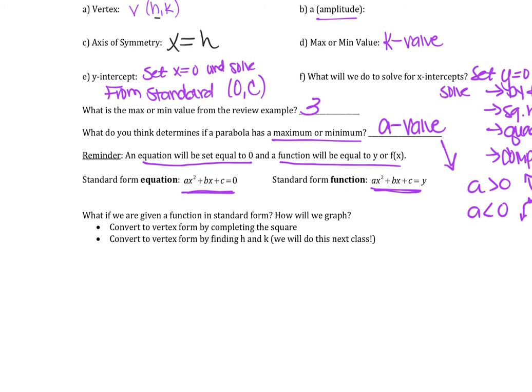So this is our standard form equation of a quadratic, but this is our standard form function of a quadratic. Now, if we're given a function in standard form, we'll be converting it into vertex form. Today we're going to be doing that by completing the square, and in our next class we'll be doing it by finding h and k.